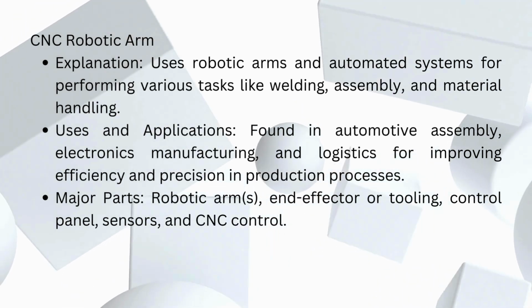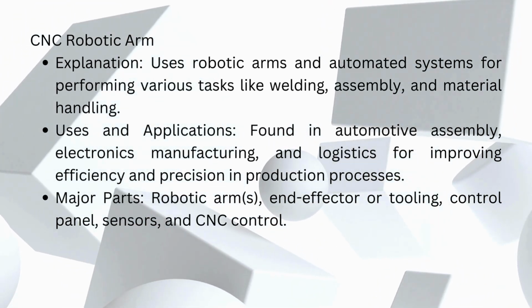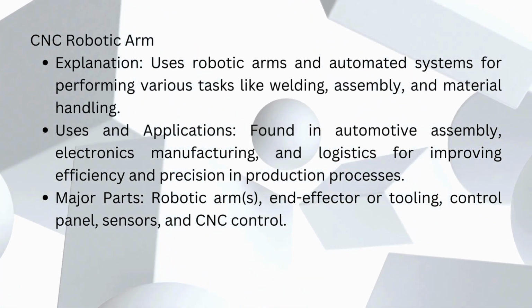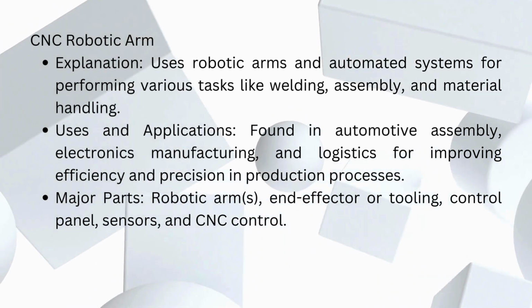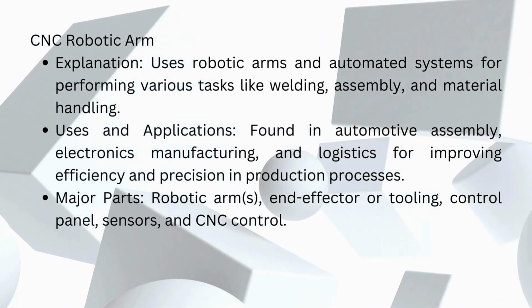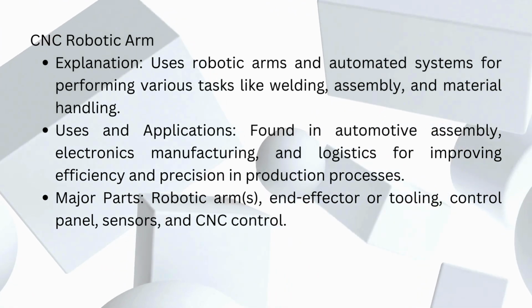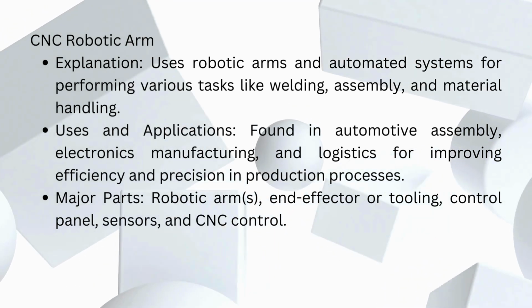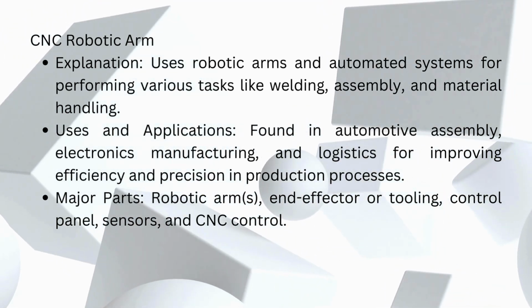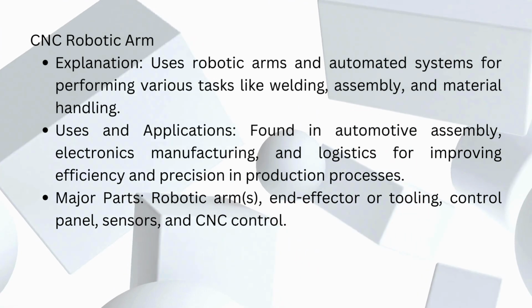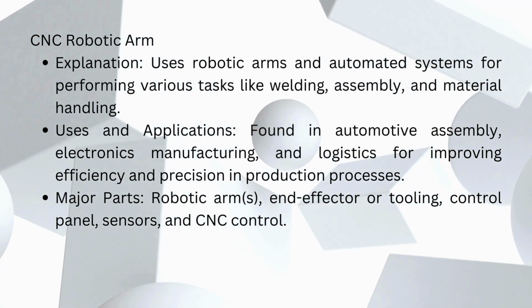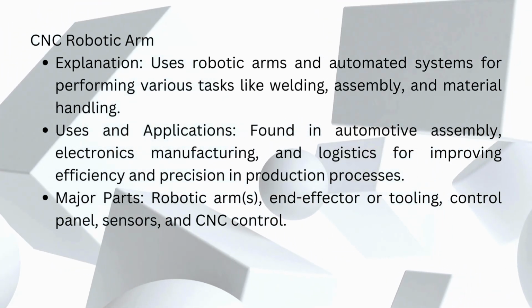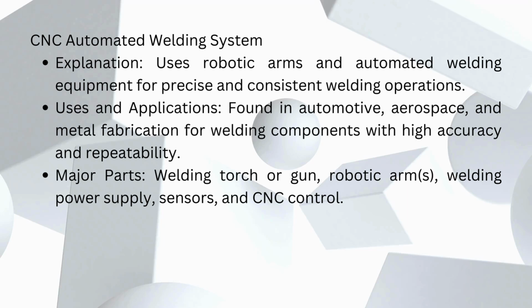CNC robotic arm. Explanation: uses robotic arms and automated systems for performing various tasks like welding, assembly, and material handling. Uses and applications: found in automotive assembly, electronics manufacturing, and logistics for improving efficiency and precision in production processes. Major parts: robotic arms, end effector or tooling, control panel, sensors, and CNC control.